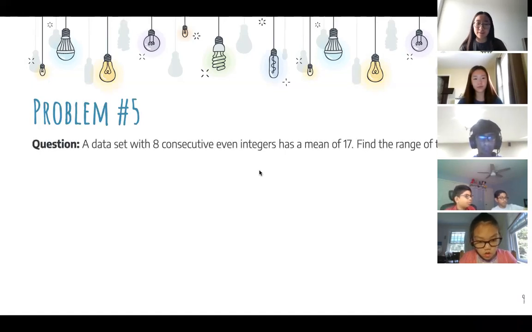Okay, problem 5. A dataset with 8 consecutive integers has a mean of 17. Find the range of the dataset. Yep, the answer here is 14.